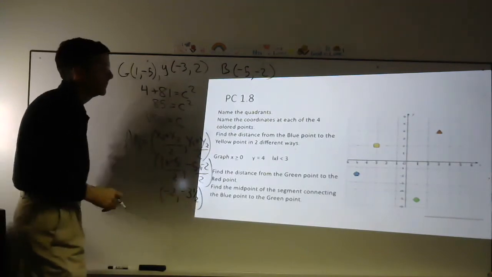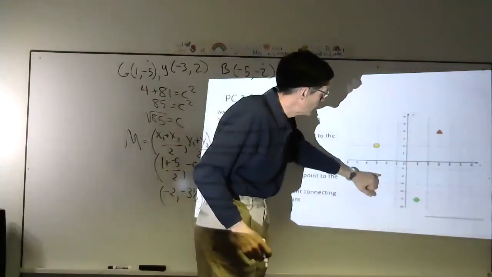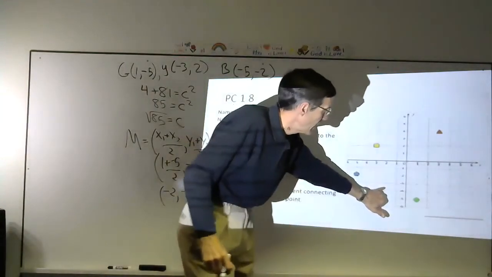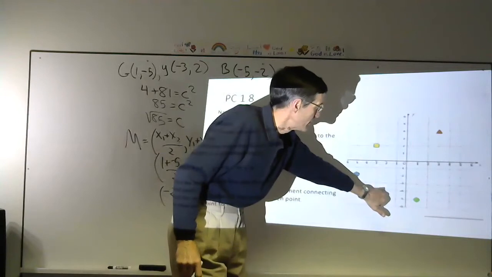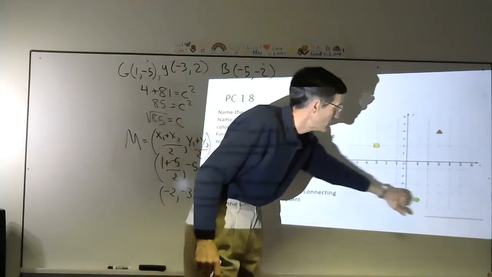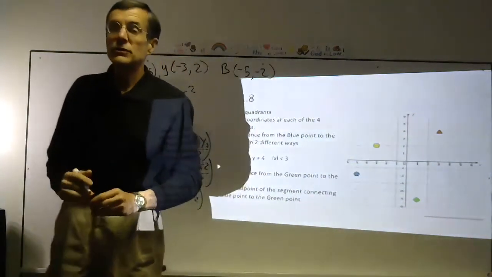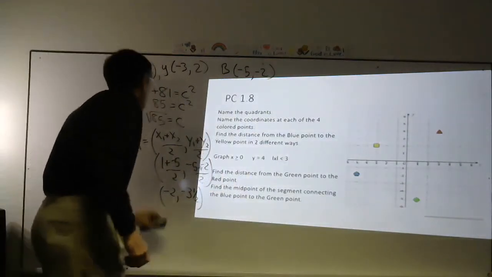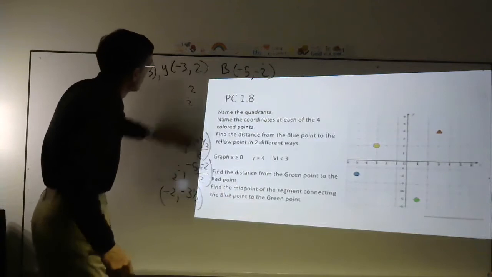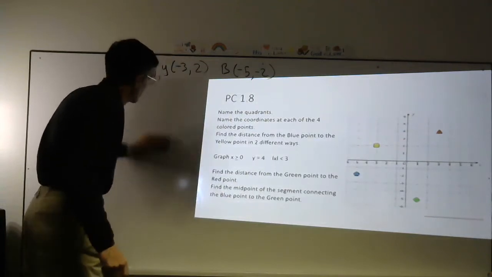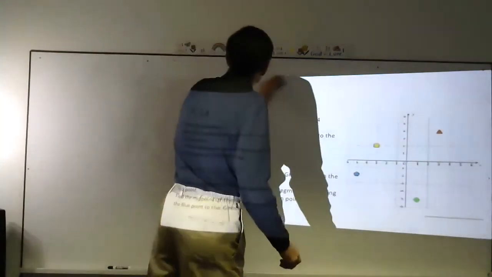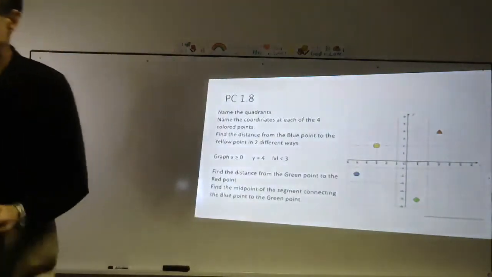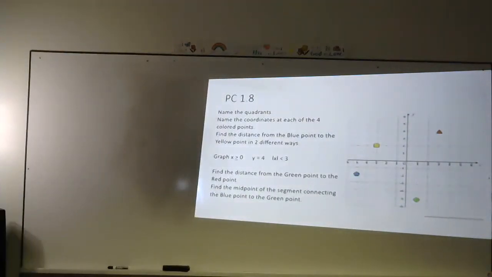There's my point. If I come back 2 and down 3.5, it's right there. And doesn't that look like the middle of the blue and the green segment? You bet it is. Okay. Moving on.